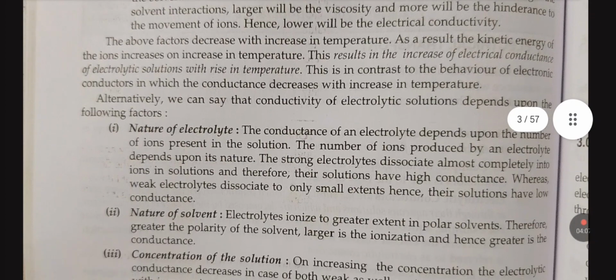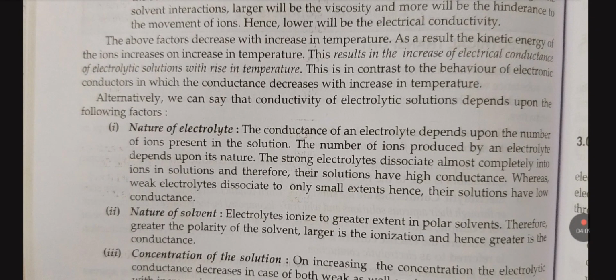The above factors decrease with increase in temperature. As a result, the kinetic energy of the ions increases on increase of temperature. This results in increase of electrical conduction of electrolytic solution with rise in temperature. This is in contrast to the behavior of electronic conductor in which the conductance decreases with increase in temperature.